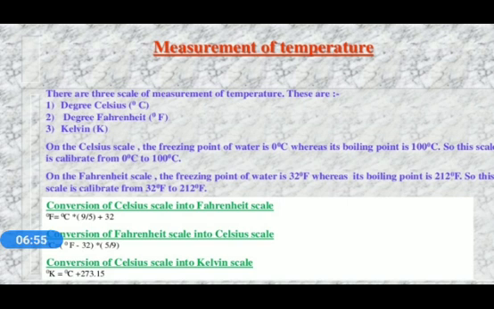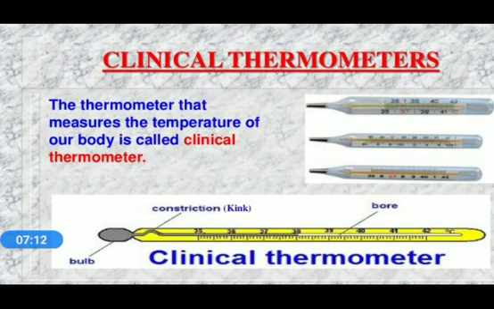On the Fahrenheit scale, the freezing point of water is 32 degrees Fahrenheit, whereas its boiling point is 212 degrees Fahrenheit. So this scale is calibrated from 32 degrees Fahrenheit to 212 degrees Fahrenheit. Now, in our syllabus, in this chapter, there are two types of thermometers. The very first is the clinical thermometer and the second is the laboratory thermometer.